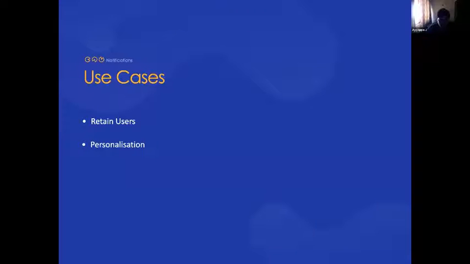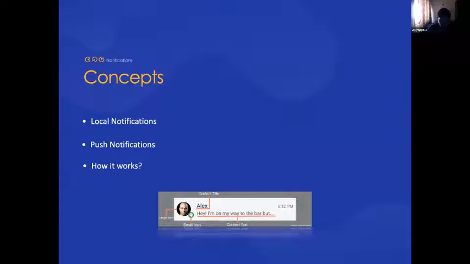So that's one use case as well. So coming to the concepts, there are two things mainly: local and push notifications. Local notifications are basically, you don't need any external setup for this, any external server for this. So local notifications can be directly triggered from your code, and it will directly show up in the notification center. Notification center is basically where all the notifications will be shown in your device.